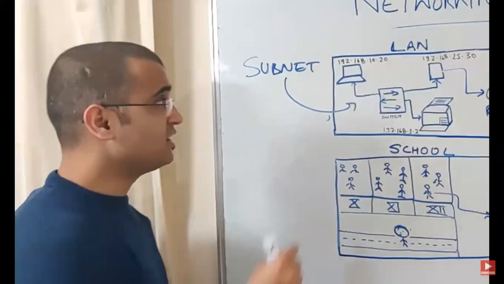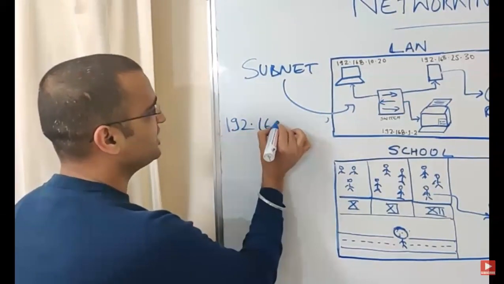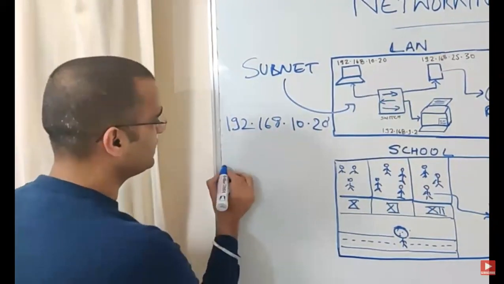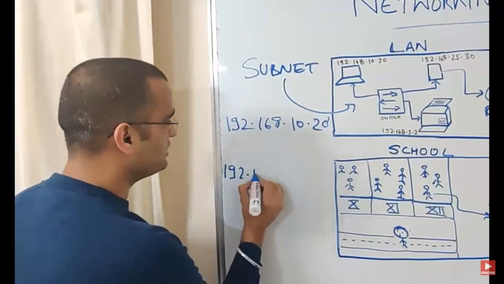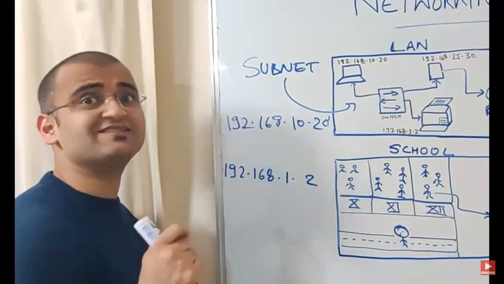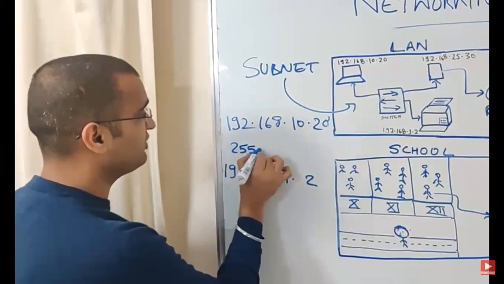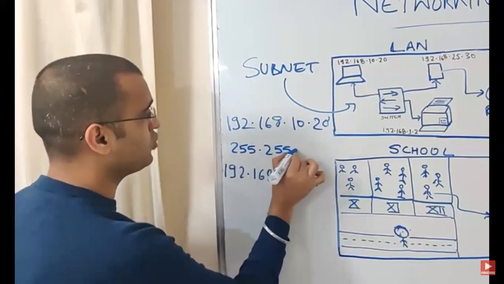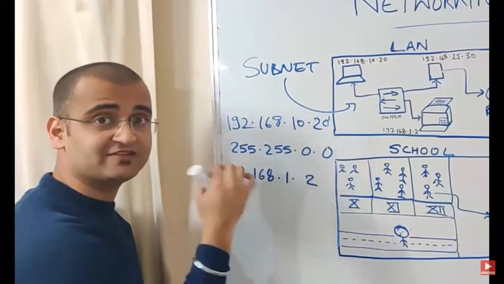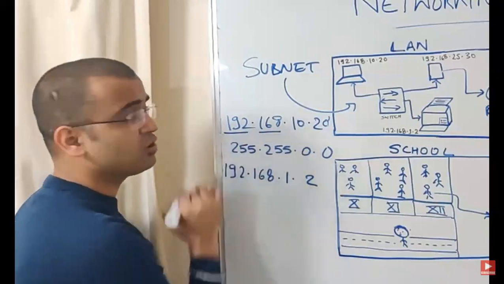I'll tell you how. Suppose the IP address of this particular laptop is 192.168.10.20, and the IP address of this printer is 192.168.1.2. Between these two sits the subnet. So the subnet for this particular local area network could be 255.255.0.0. What does this mean? These are the flags. These 255 flags denote that this particular local area network has a fixed range of 192.168.